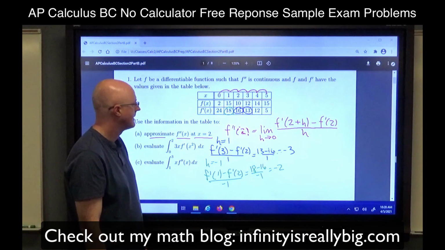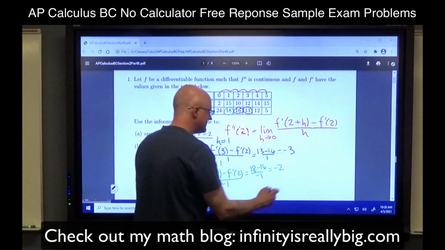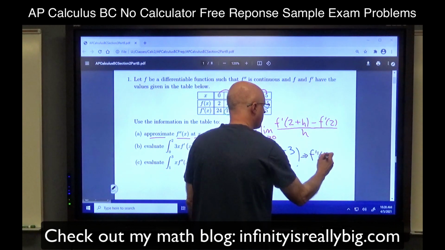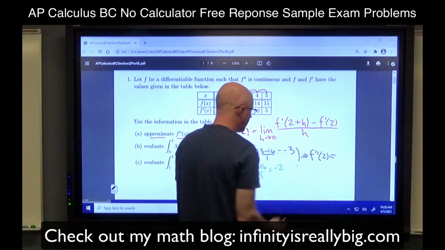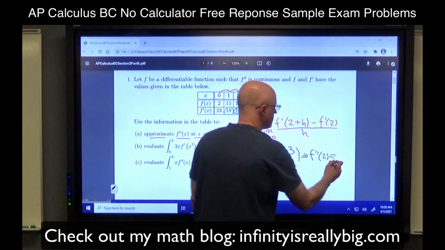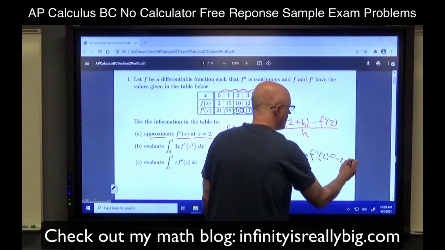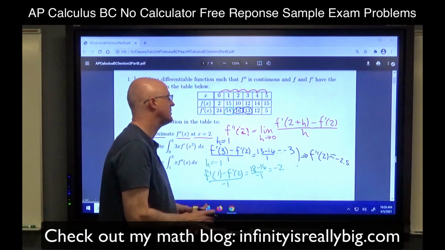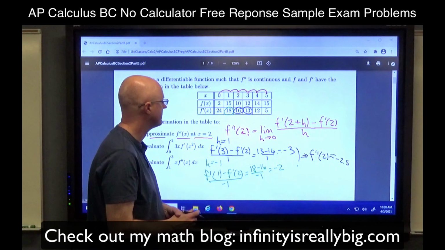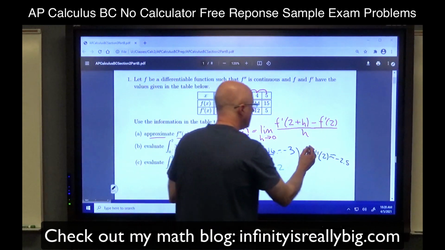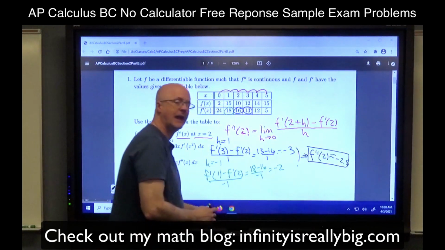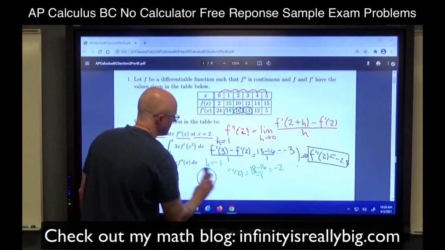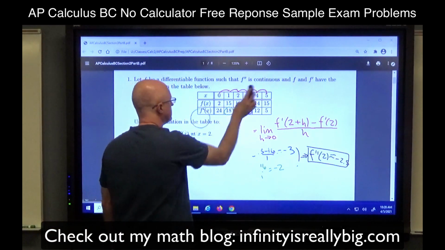So now just average these two things, and your best approximation for f double prime of 2, average of negative 3 and negative 2 is negative 2.5. Negative 3 plus negative 2 is negative 5, divided by 2 is negative 5 halves, or negative 2.5, is your best approximation from these data of f double prime of 2. So we've done part A. All right, on to part B.